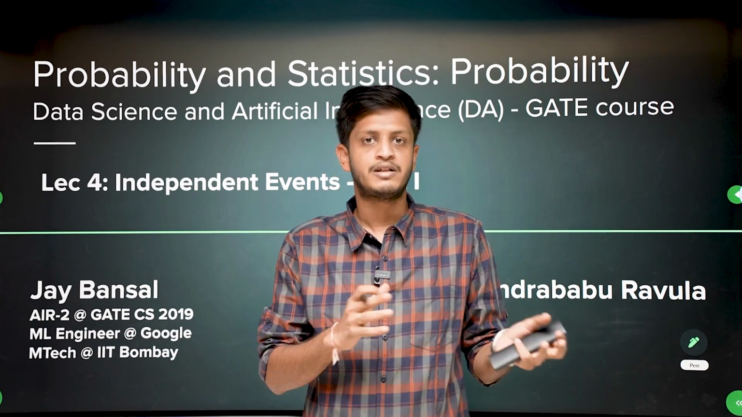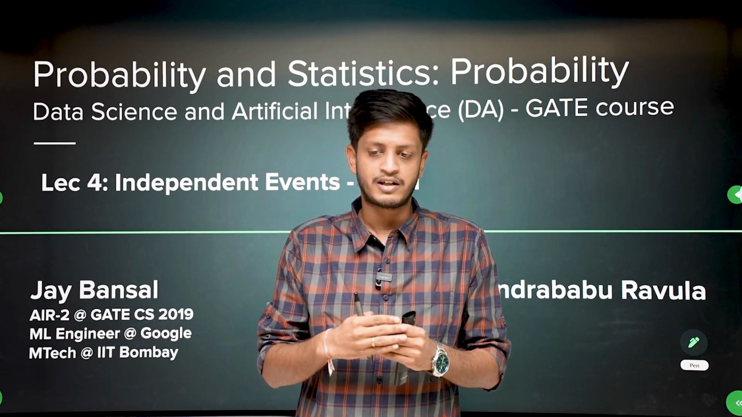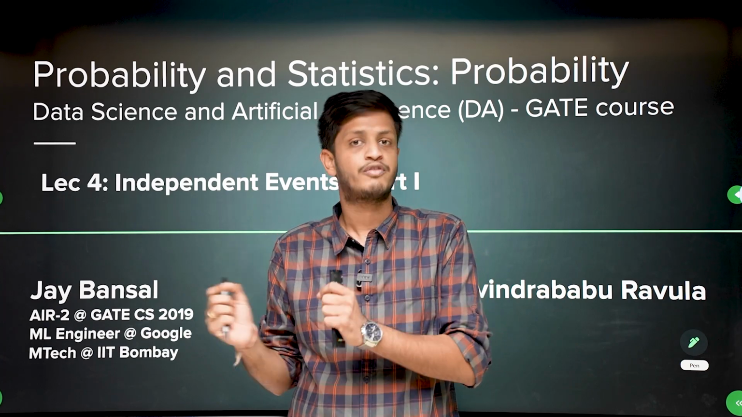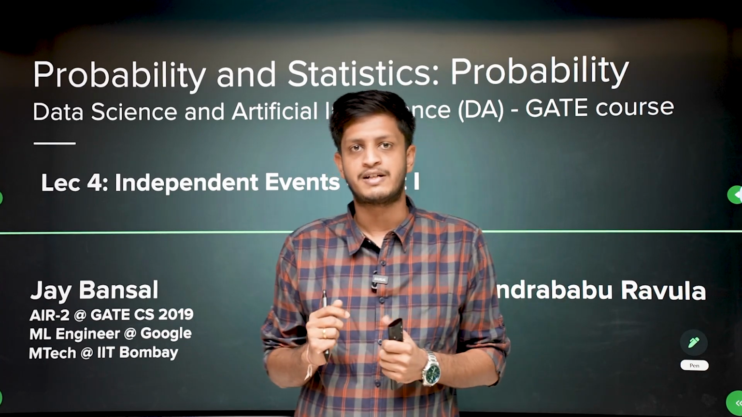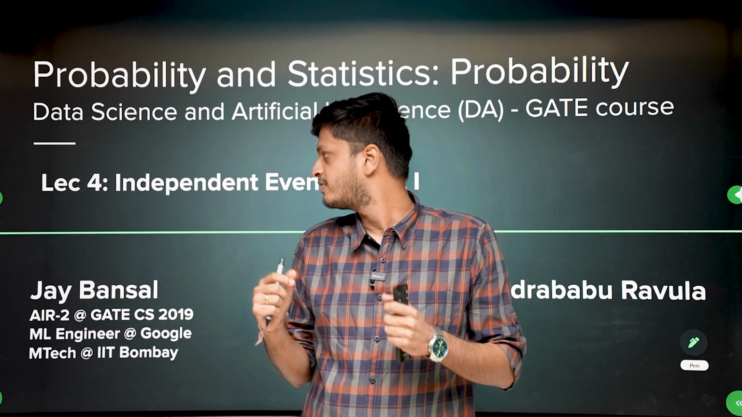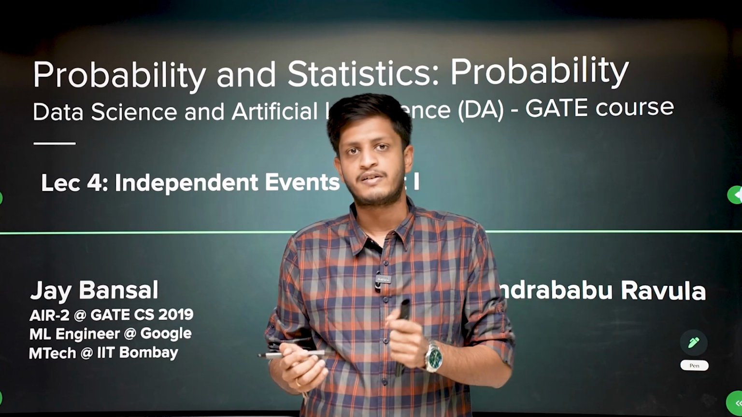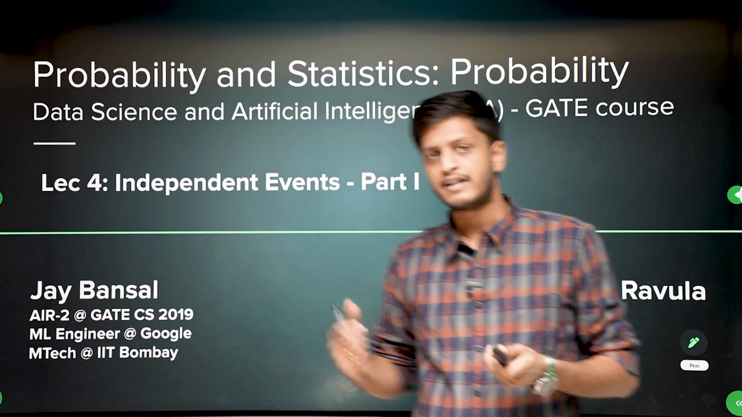Now, going forward in conditional probability and the multiplication theorem, we have a very beautiful notion of independent events. We will see independent events in this and the next lecture. So what are independent events? Let's see the definition first.